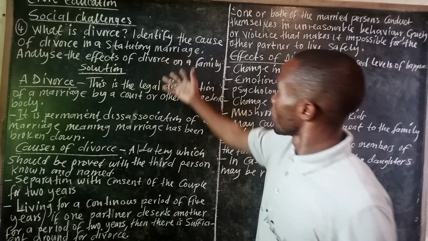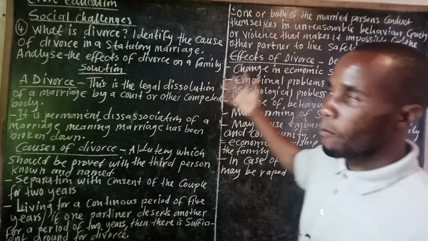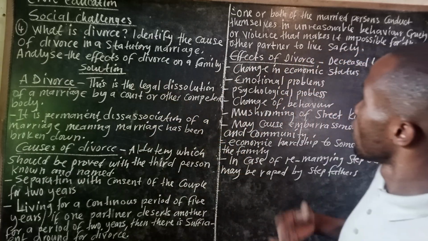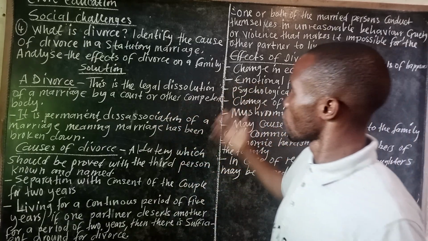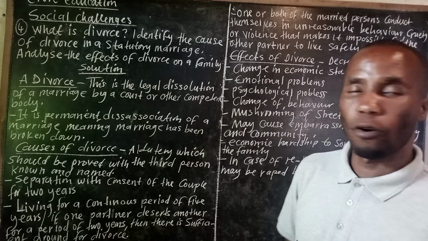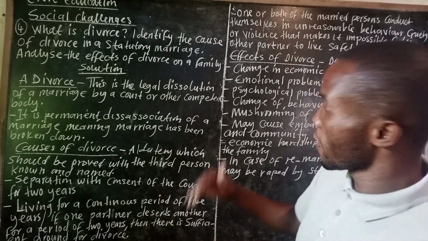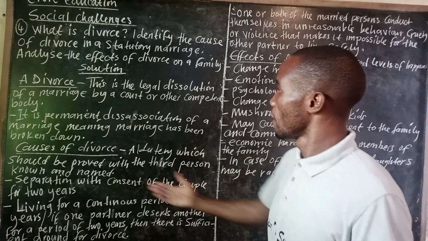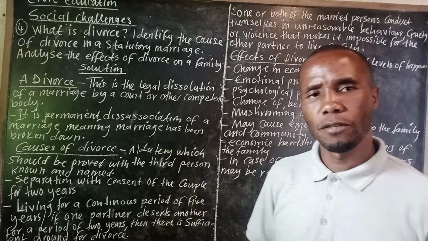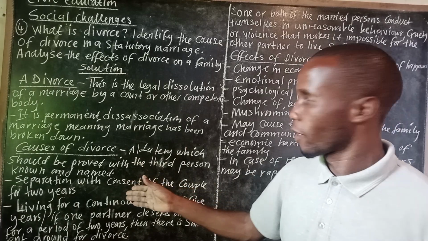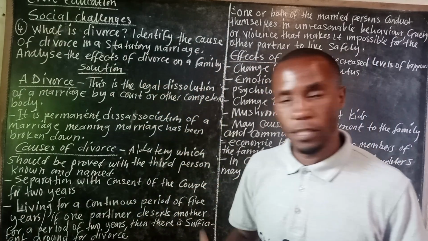So, what is divorce? Identify the causes of divorce in a statutory marriage. Then analyze the effects of divorce on a family. Solution: divorce is the legal dissolution of a marriage by a court or any other competent body. The other definition that you can give is that it is the permanent disassociation of marriage, meaning marriage has been broken down. That is divorce. Then let us identify now the causes of divorce.